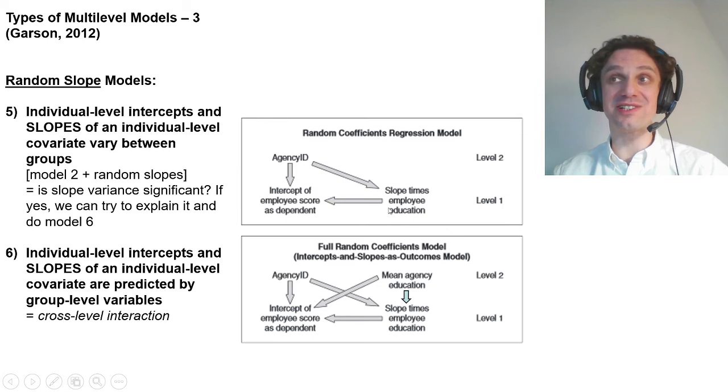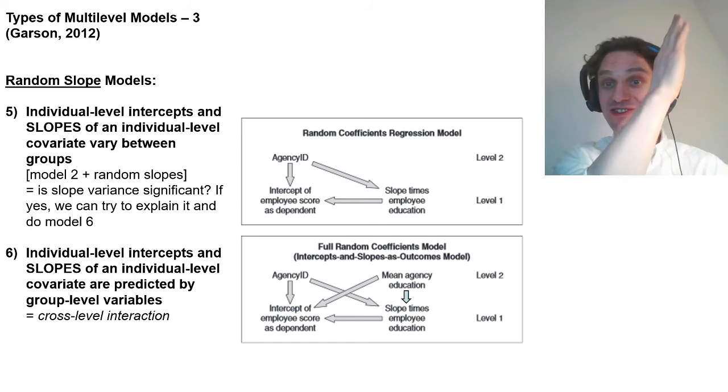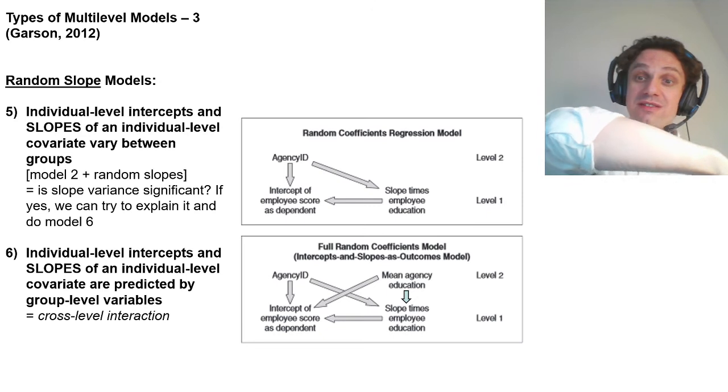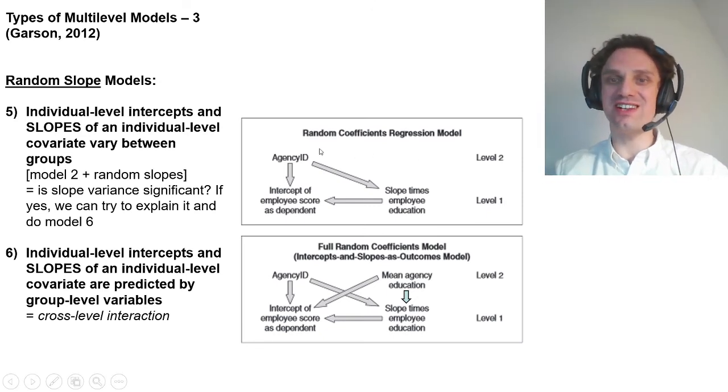What are random slopes? Basically, this individual covariate predicts some individual level outcome. But the slope of this association can be different in different groups. In some groups it can be strong, in some groups it can be weak, or even maybe negative. So in this random coefficients regression model, you allow this slope to vary across groups.